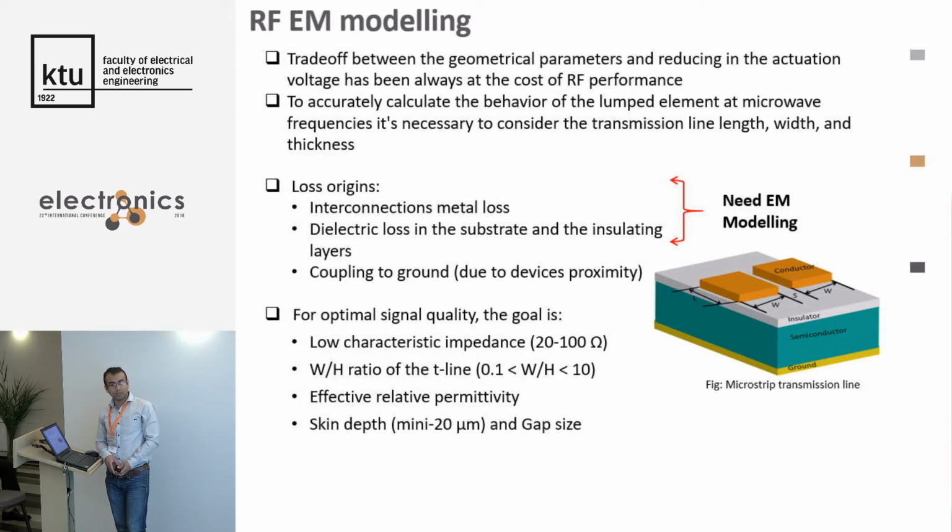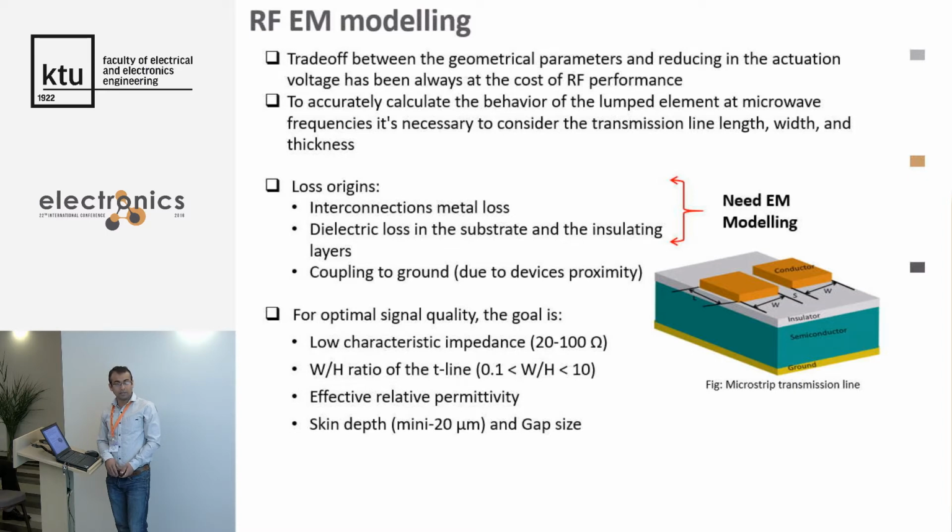The geometry of the transmission line: basically during the integration of the switch and the microstrip transmission line, we have some interconnection metal loss and dielectric loss in the substrate, I mean in the ground, in the substrate and the insulating layer. So we need to analyze the electromagnetic modeling in this case, and also we have a problem with the coupling to ground. That's why we need to investigate further in an analytical way and also in electromagnetic simulations.